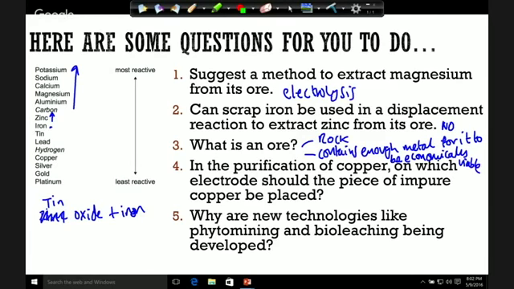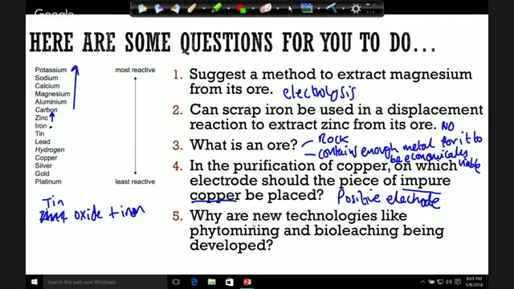Fourth question, in the purification of copper, on which electrode should the piece of impure copper be? Well, don't forget the copper ions are positive, they'll move to the negative electrode, so you would want the impure bit to be on the positive electrode.